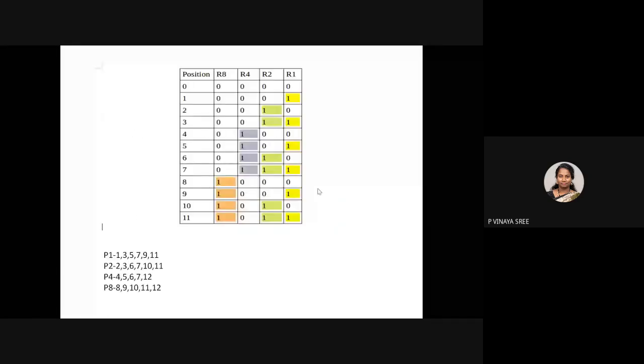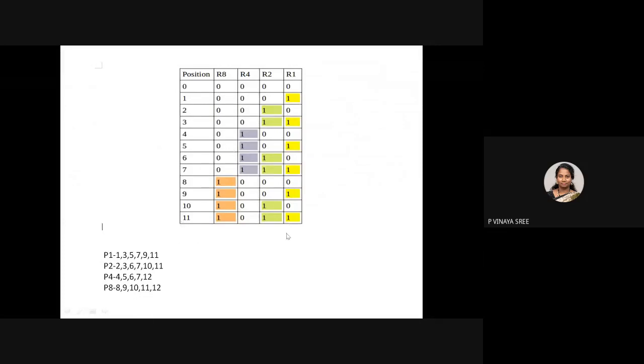But out of those 16 combinations we will not use all 16. Why? Because only 12 are needed. The data that we want to send is 8 bits, and the parity bits that we are adding are 4. So including the parity bits it is 12, right? So a total of 12 positions need to be used.